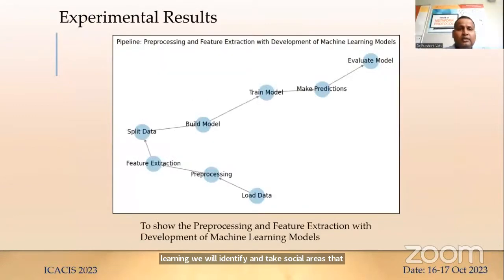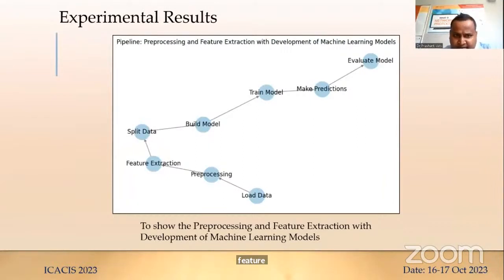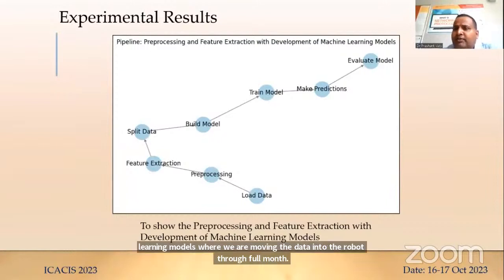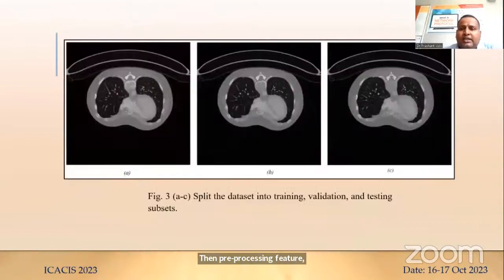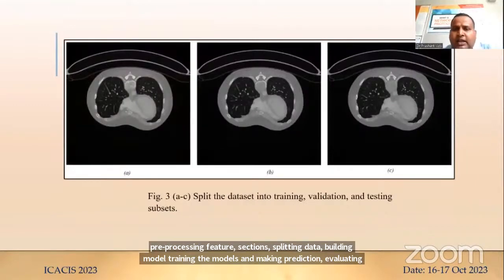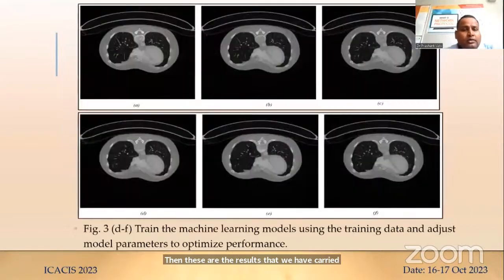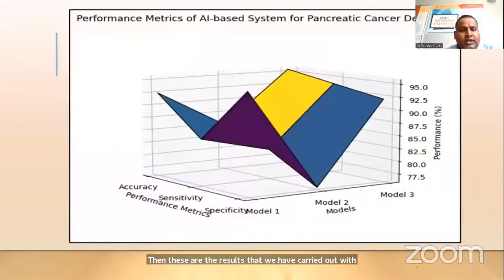So in this case, these are our experimental results that we have carried out by the pre-processing and feature extraction with the development of machine learning models, where we are loading the data into the algorithm framework. Then pre-processing, feature extraction, splitting data, building model, training the models, then making prediction, evaluating the model. Then these are the results that we have carried out with the clinical analysis. These are some of the images, as you can see over here.